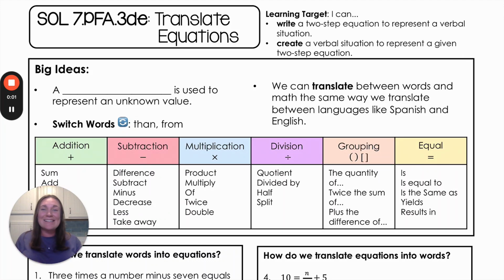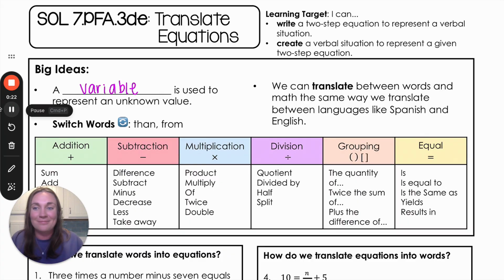Hello everyone! Today we're going to practice translating algebraic equations. So, just like we can translate between English and Spanish and French and any other language, we can translate between a written or verbal statement and a math sentence. So, the first thing we want to know is that anytime we have an unknown value, so a number that we don't know what it is, we are going to use a variable to replace it.